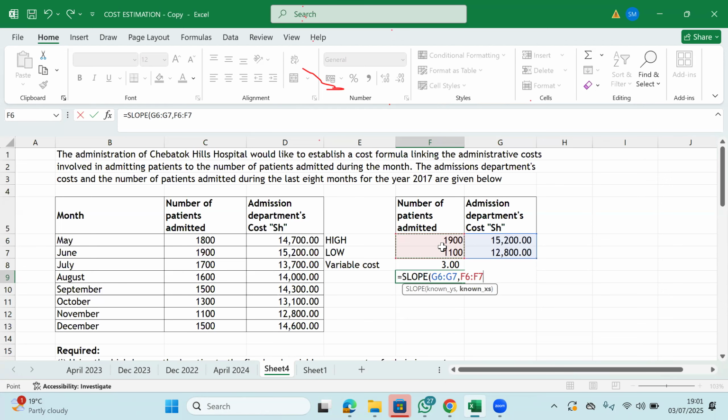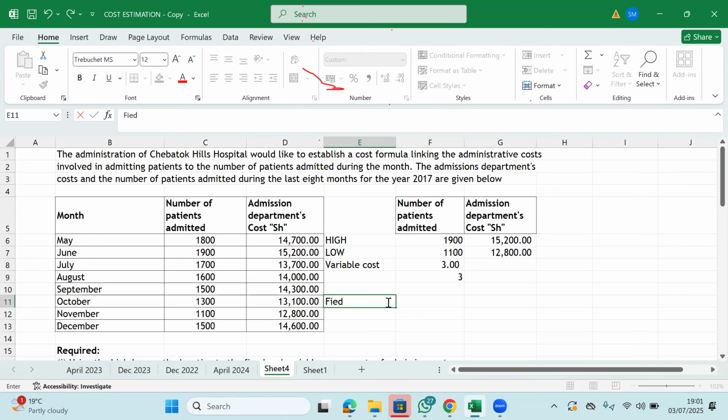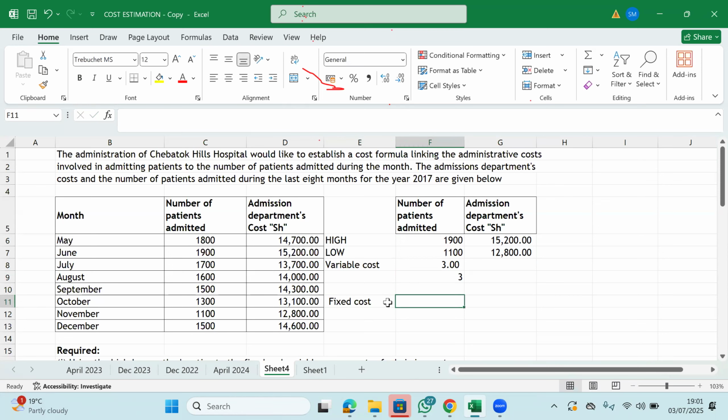So basically, that is how we can use the slope as a function. Of course, again, we arrive at our variable cost, and the result will be the same. It's still 3. Good. So we can look at our fixed cost determination.